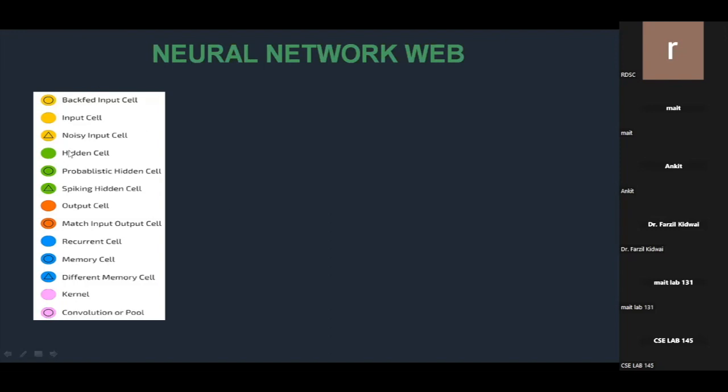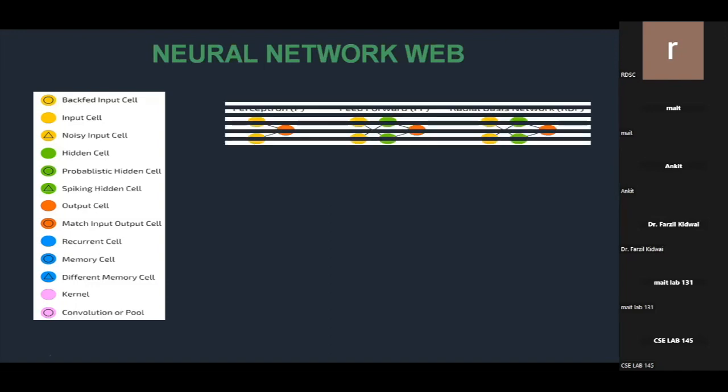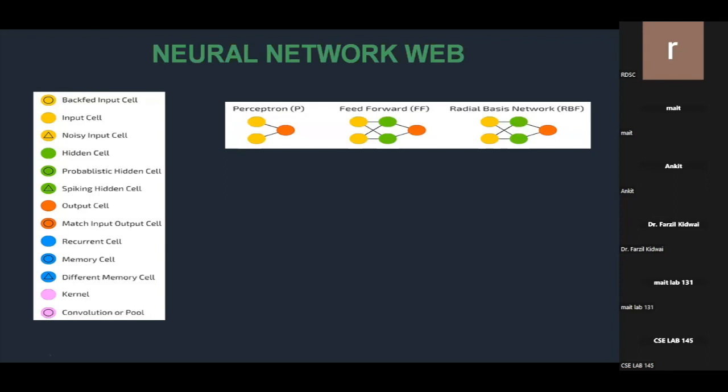Are you able to see these markings on your left hand panel? Backfed input cell, input, noisy input, hidden, probabilistic, spiking, output cell, match input output cell, recurrent, memory cell. These are the basic building blocks of any neural network. I am taking you on a journey through neural networks. The very first level is the perceptron, feed forward, and the radial basis network, RBF.